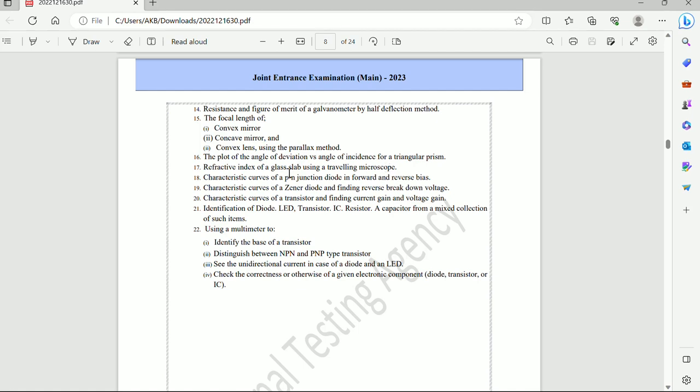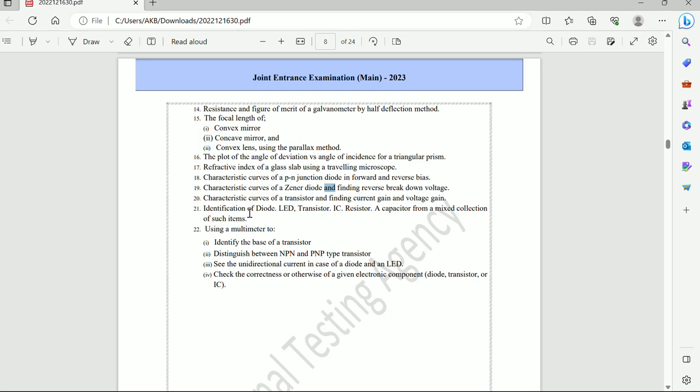There are also things like LED, transistor, IC, capacitor from mixed collection, etc. There are also using a multimeter to identify the base of a transistor, distinguishing between NPN and PNP type transistor, and so many topics that are very important from the point of view of JEE Mains.